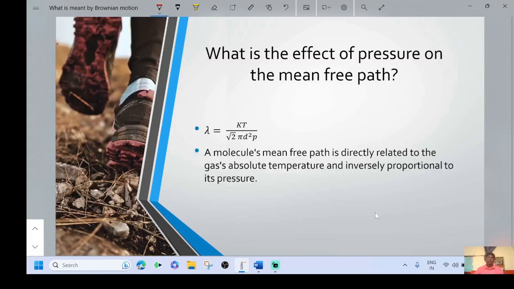What's the effect of pressure on the mean free path? Lambda equals kT divided by root 2 pi d square p is a relation connecting mean free path, temperature, and pressure. If you increase the temperature, the value of lambda increases. If the pressure is increased, lambda decreases.